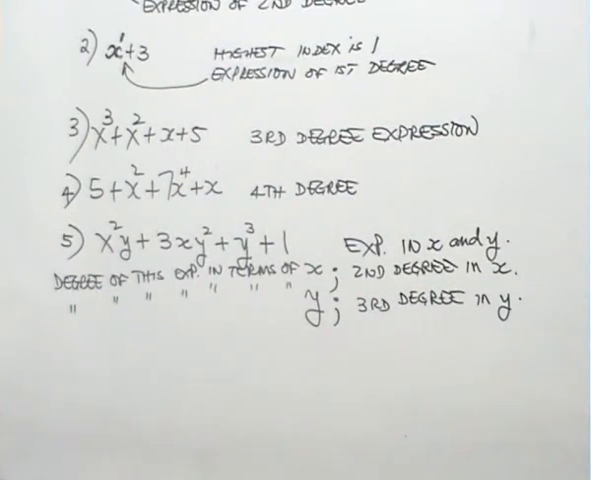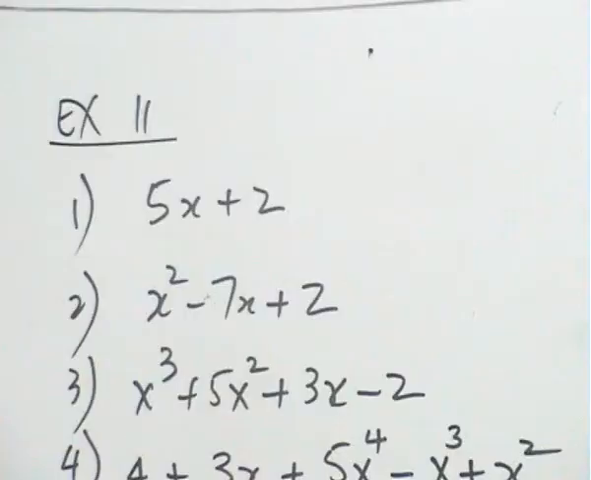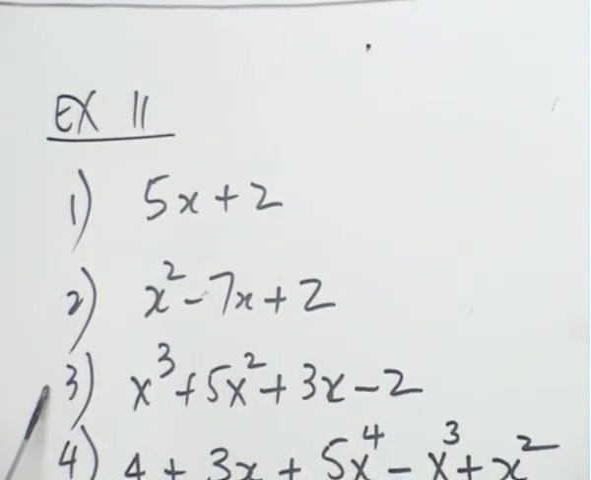Alright, so let's get an exercise ready for you. Here is exercise 11. In each case, tell us what is the degree of the expression. Number 1, 5x plus 2. Number 2, x squared minus 7x plus 2. Number 3, x cubed plus 5x squared plus 3x minus 2.